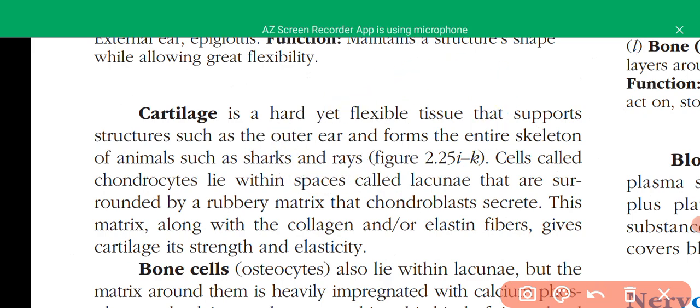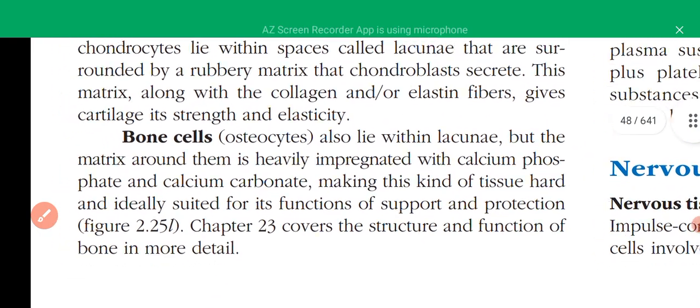Chondroblasts are the early cells that are going to be differentiated into chondrocytes, and there is a rubbery matrix and collagen fibers, and they give the cartilage strength and also elasticity, and collagen is actually for strength.